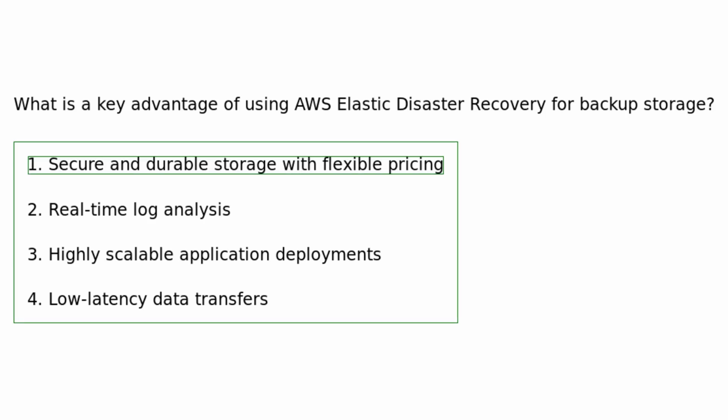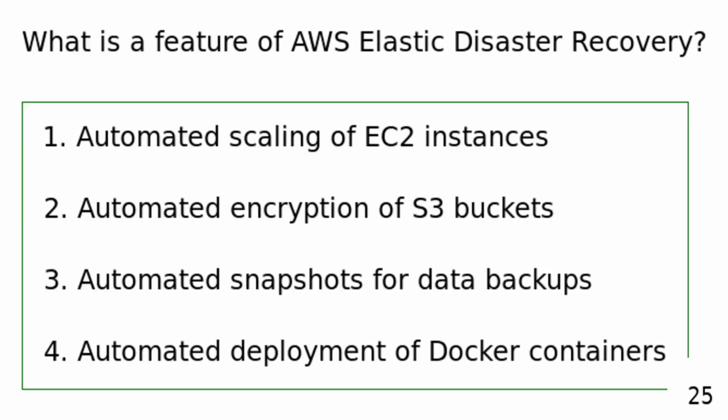AWS Elastic Disaster Recovery offers secure and durable backup storage with flexible pricing options, ensuring cost-effective disaster recovery solutions. What is a feature of AWS Elastic Disaster Recovery? Automated scaling of EC2 instances. Automated encryption of S3 buckets. Automated snapshots for data backups. Automated deployment of Docker containers.